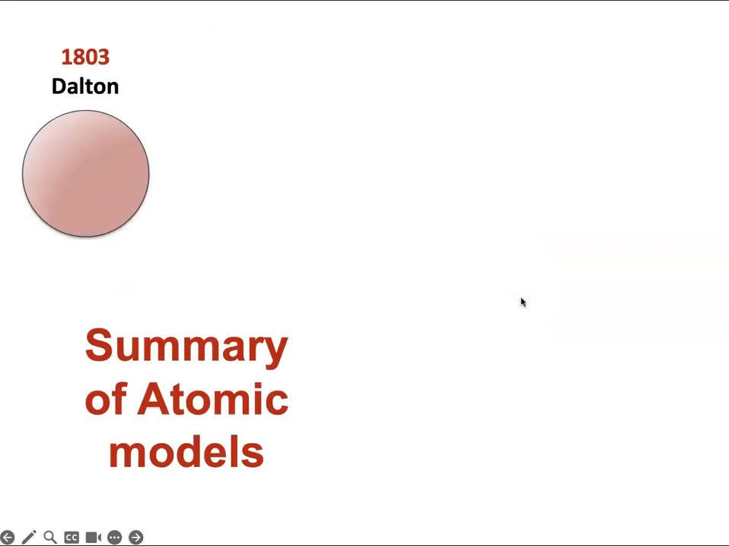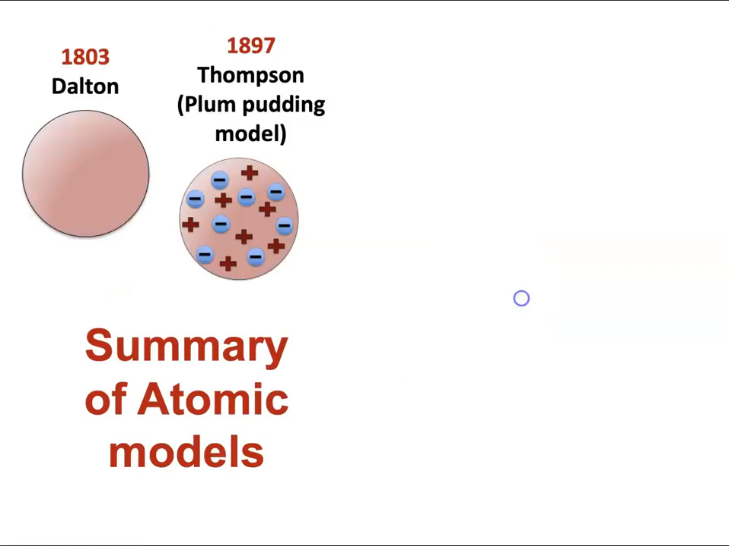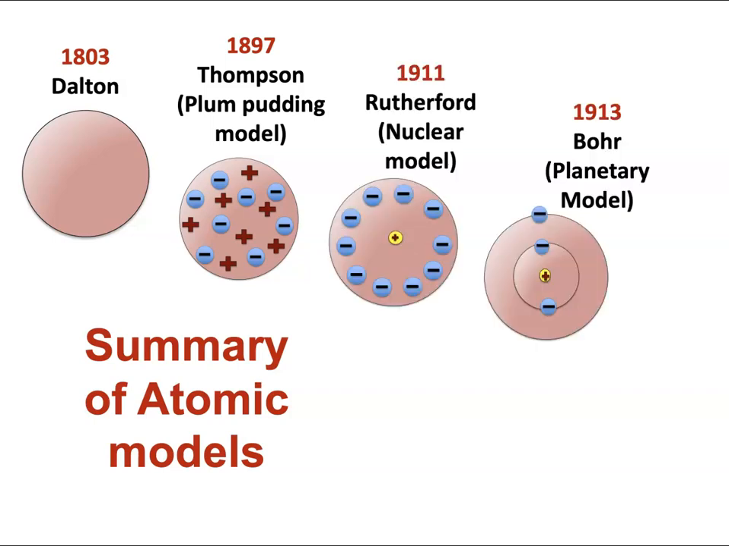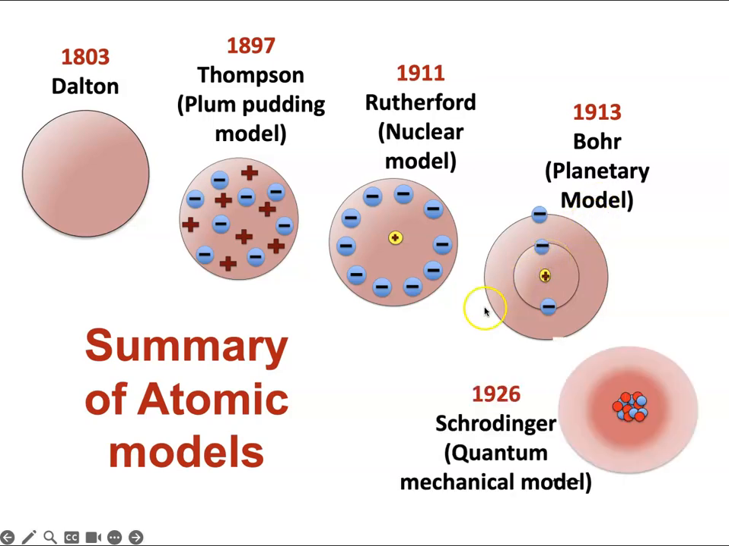And here are all the atomic models: Dalton's model, Thomson's model, Rutherford's model, the Bohr's planetary model, where electrons are in quantized energy levels known as orbits. And then in the Schrodinger model, you have the electron clouds.